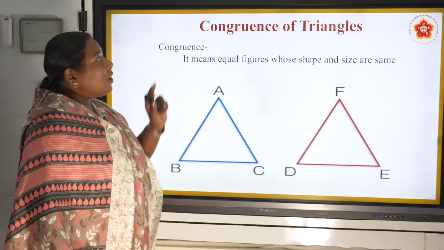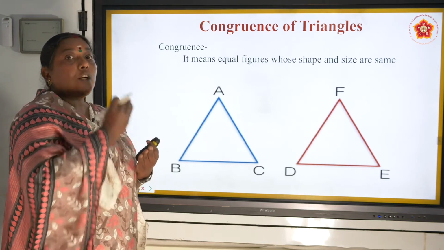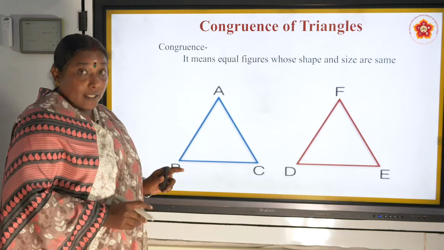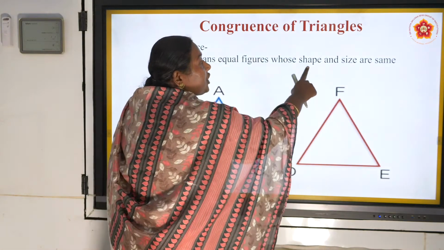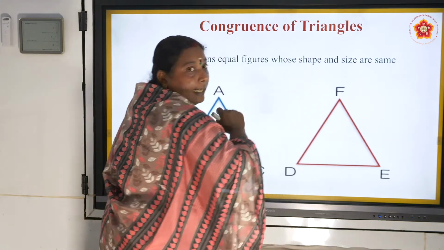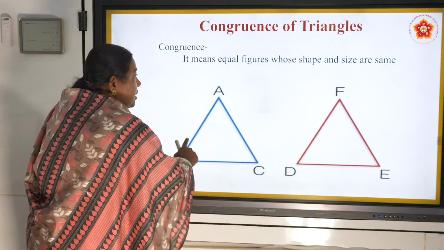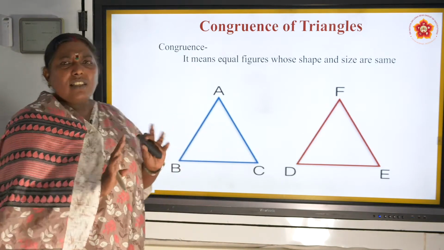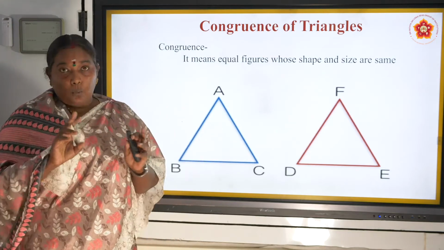Next one, congruence of a triangle. So congruent means exactly coinciding when it is superimposed. What is meant by congruence? It means equal figures whose shape and size are the same. What is the difference between congruent and congruence? Both are the same, no? No.